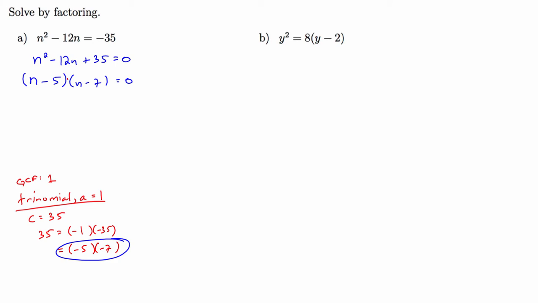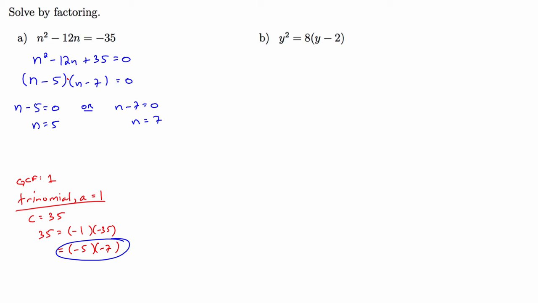Now that this is factored, we can separate the equation into each of its individual factors and set each individual factor equal to 0. So either n minus 5 equals 0 or n minus 7 equals 0. To solve n minus 5 equals 0, we'll add 5 to both sides of the equation. To solve n minus 7 equals 0, we'll add 7 to both sides of the equation. This gives us our two solutions, 5 and 7.